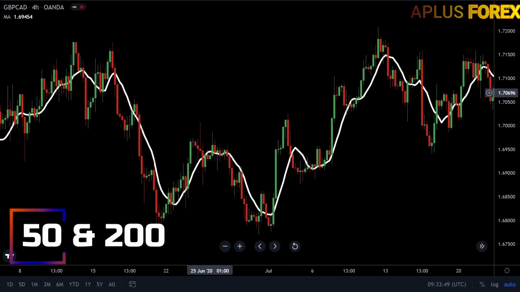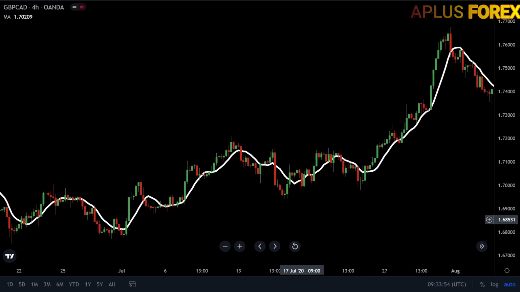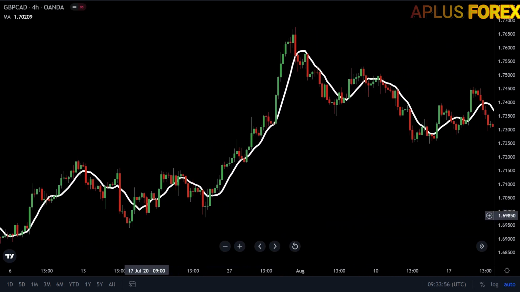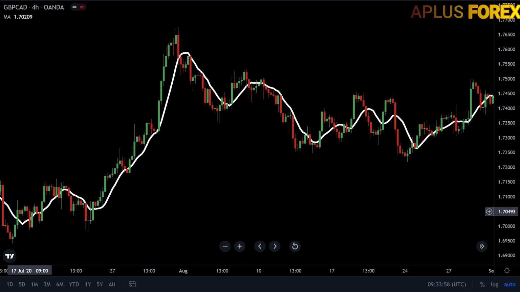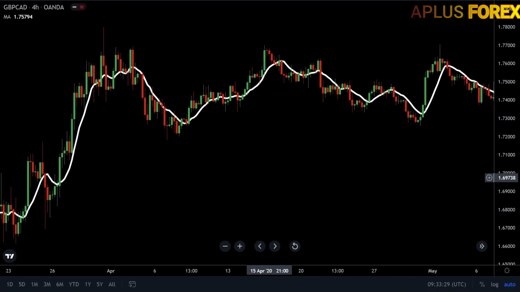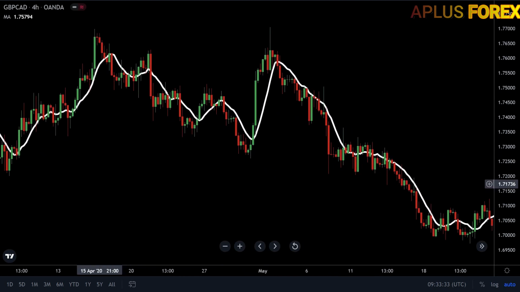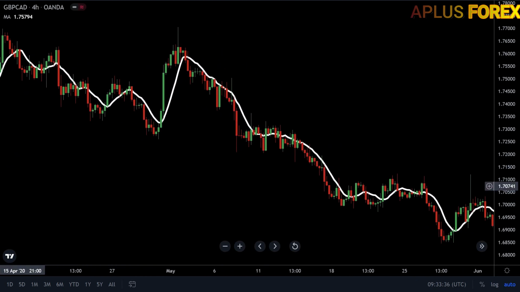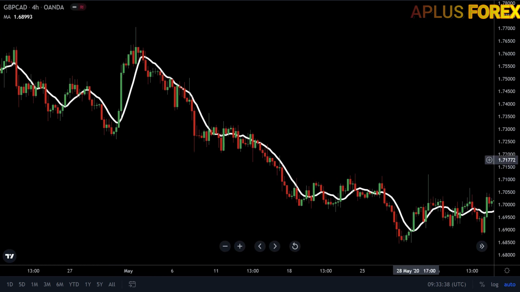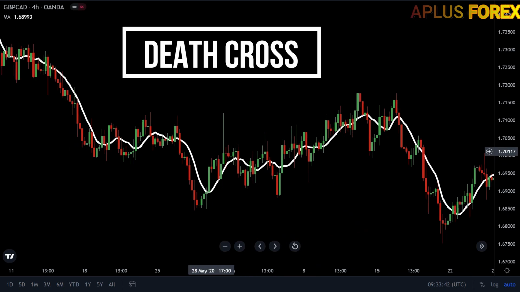The 50-day and 200-day moving averages, when used together, provide powerful trading signals in the market. Typically, the crossing of a stock's 50-day moving average above its 200-day moving average is a strong indicator that the stock has begun an uptrend. In contrast, a stock's 50-day moving average crossing below its 200-day moving average can indicate a downtrend, and it's commonly referred to as the dead cross.